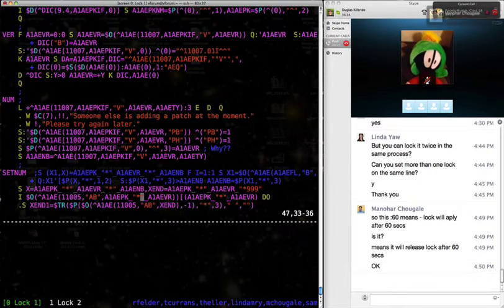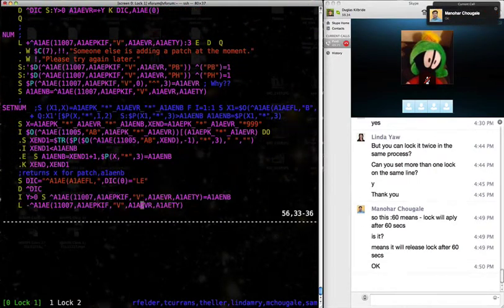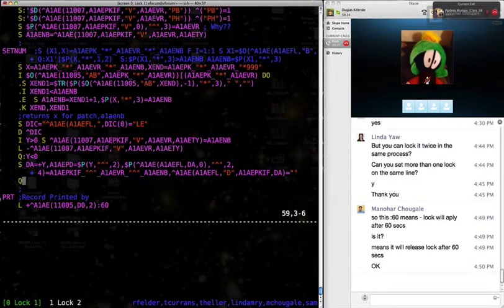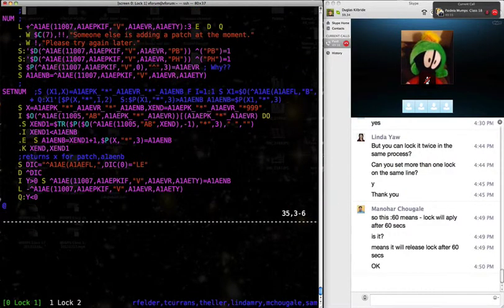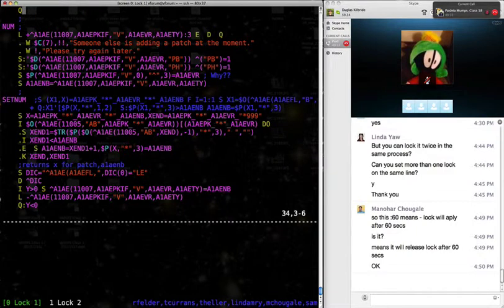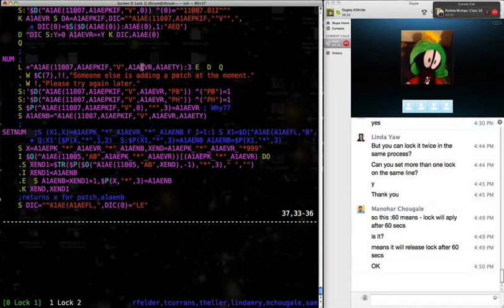So let me see if I could find one more lock. And here's a lock, but let's see this done unlock. Where's the lock? Okay.